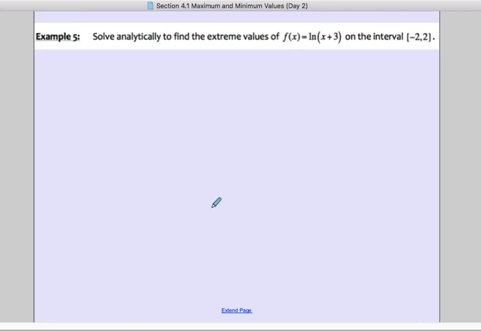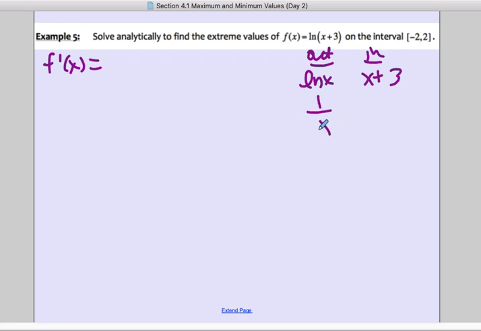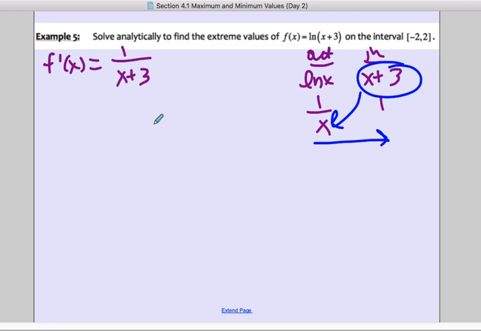Same thing here. Solve analytically. So using calculus to find this derivative. So we go ahead, take our derivative, chain rule. Ooh, chain rule. Outside, inside, so we got ln of x, and we got x plus 3. Derivative of ln of x is 1 over x. Derivative of x plus 3 is 1. So we're taking this, plugging it in here, and multiplying by 1. So it's 1 over x plus 3. Okay, so now we have to take our derivative and set it equal to 0.